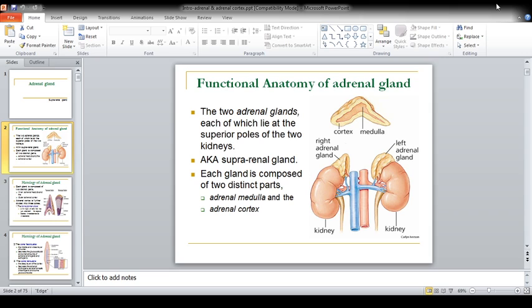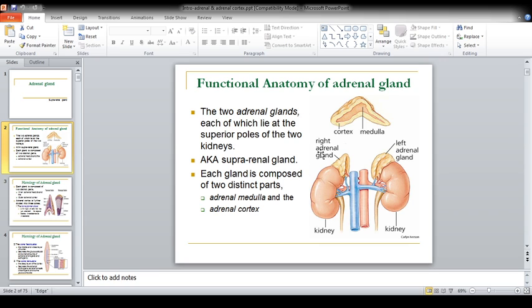So adrenal glands are also known as suprarenal glands. Why are they known as suprarenal? You'll know in a minute. There are a pair of adrenal glands, two adrenal glands, both of which are located on the superior pole of the kidneys. So the right and the left adrenal are located on the superior pole of the kidneys, just above the kidneys. That is why they are also known as suprarenal glands.